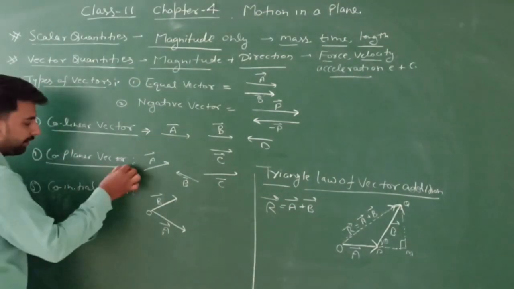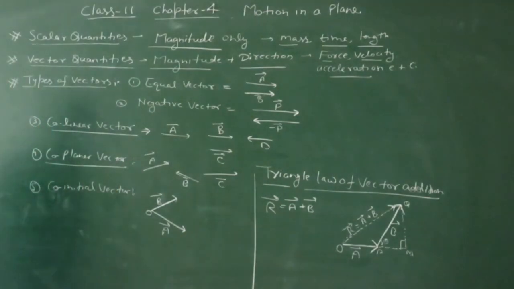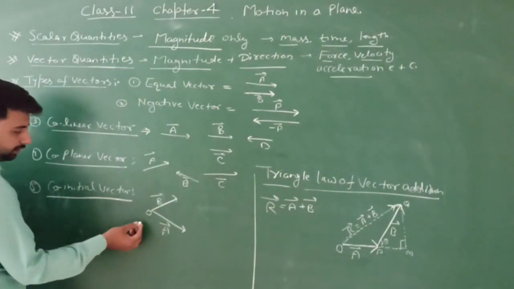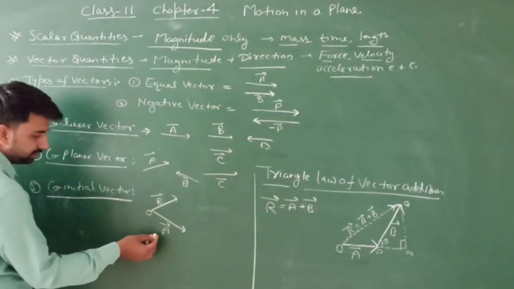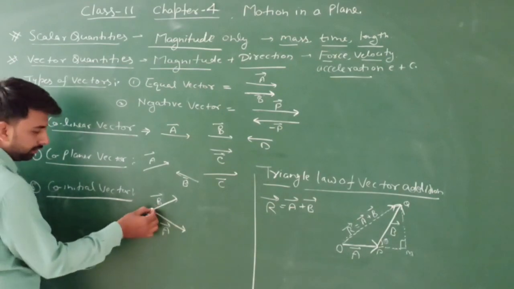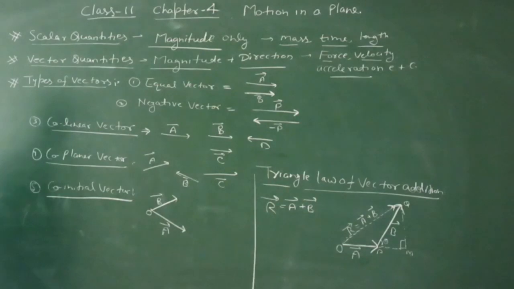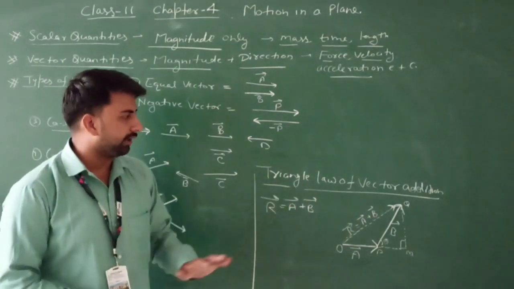Next is coplanar vectors. If the vectors are lying in the same plane, then the vectors are known as coplanar vectors. Next is coinitial vectors. If the vectors have the same starting point, this means vector A and vector B have the same starting point, so these are known as coinitial vectors. Clear? Now we will discuss the triangle law of vector addition.